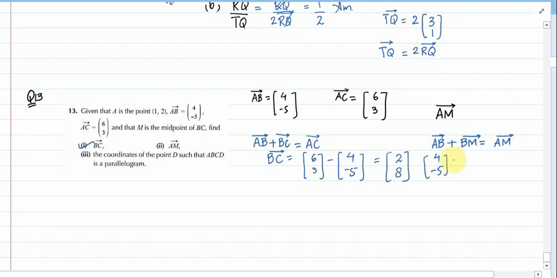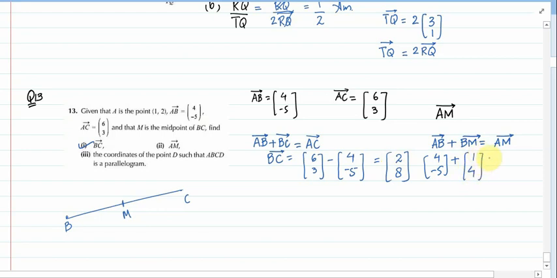But what about BM? Now we know that M is the midpoint of B and C, right? Let's suppose, if I roughly explain, it's a line BC and this point here is M. So we have the vector BC, it's 2, 8, right? So if BC is 2 and 8, that means BM will be half of it. So half of 2 and 8 is 1 and 4.